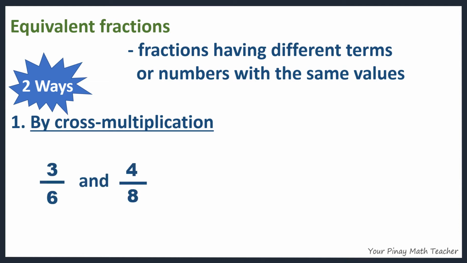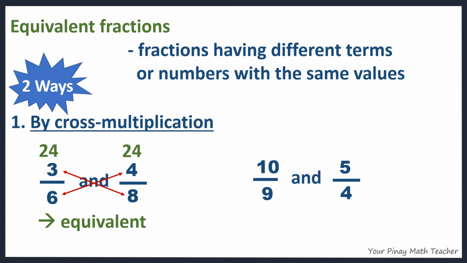For example, 3/6 and 4/8. You cross multiply 3 and 8, you get a product of 24. Do the same with 6 and 4, you will get the same product, 24. Since the cross products are the same, then the two fractions 3/6 and 4/8 are equivalent.